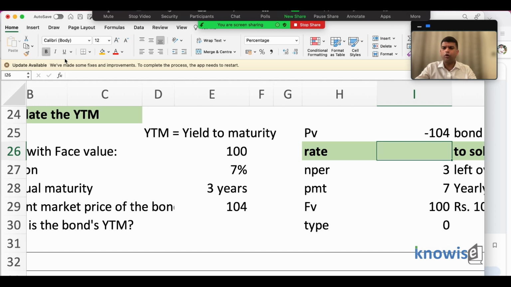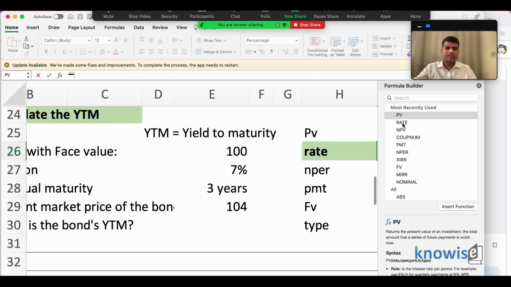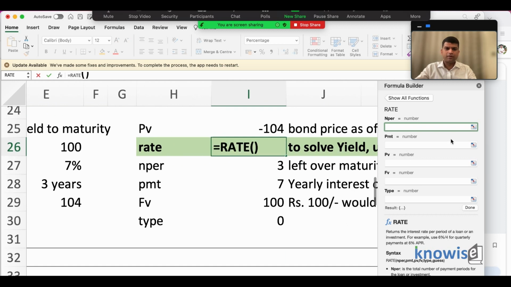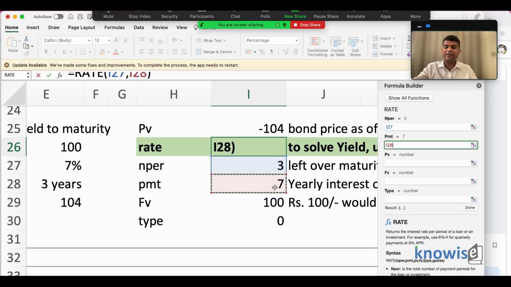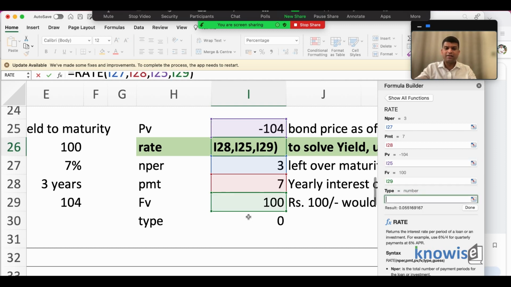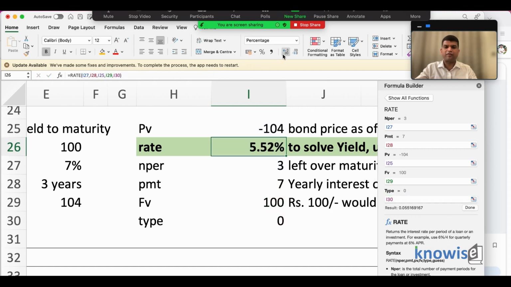Let's apply the rate function. All you need to do is click on FX here. I'm repeating this. Click on FX here and search for rate. Okay, and insert function. Right now, it is asking for NPER, that is 3 years to go. PMT, that is interest amount, 7 rupees interest per annum. Present value, bond at present traded at 104 rupees, and future value is 100. Type is 0, and click on done. The answer you get is 5.52%. So that means the interest rates in the markets have gone down. That's why bond prices have gone up. So that is how you arrive at the answer.